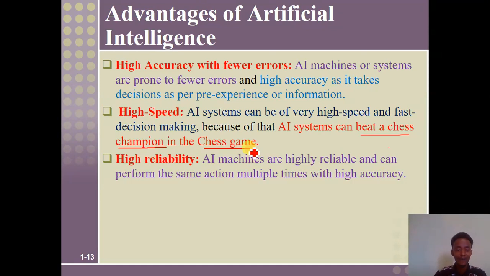Artificial intelligence. The other one is high reliability. So our machine is highly reliable. Our artificial intelligence is highly reliable than a human being. So the machines are highly reliable and can perform the same action multiple times with high accuracy. As a human being, we cannot perform the same action multiple times with the same accuracy.